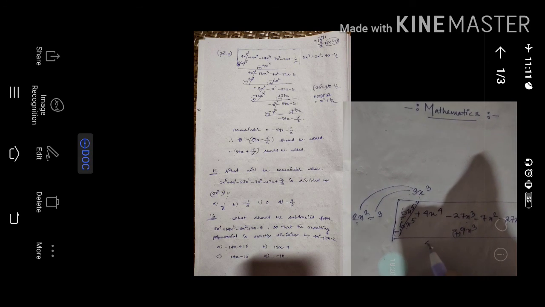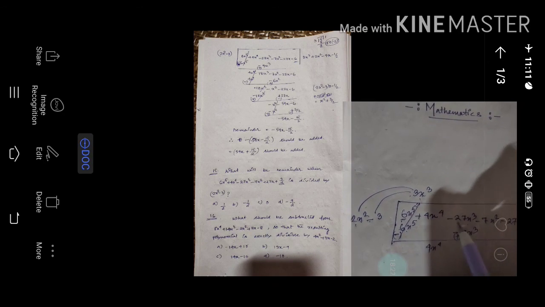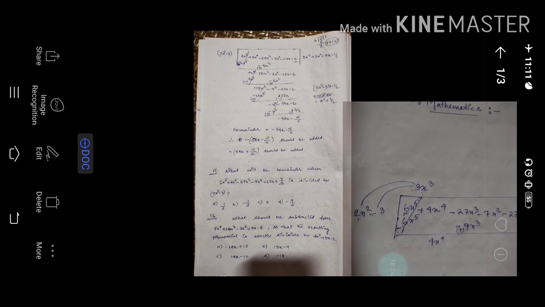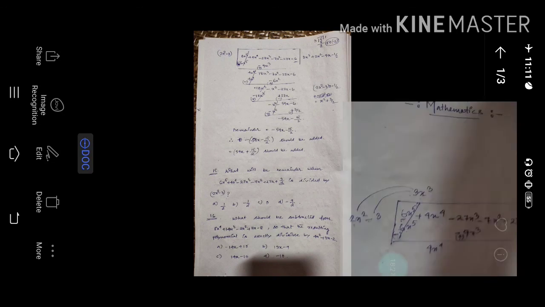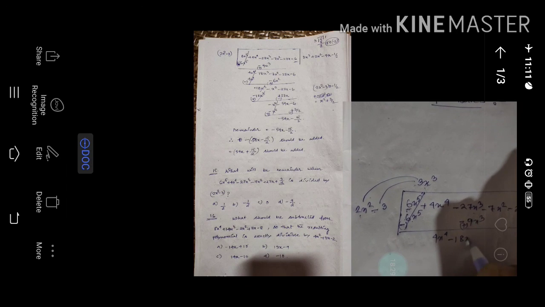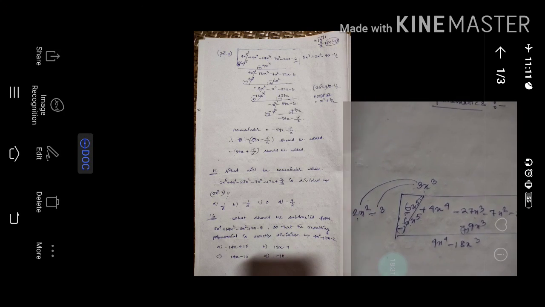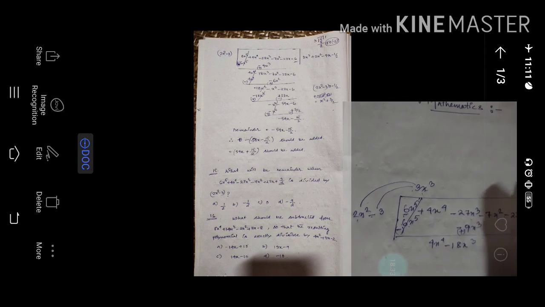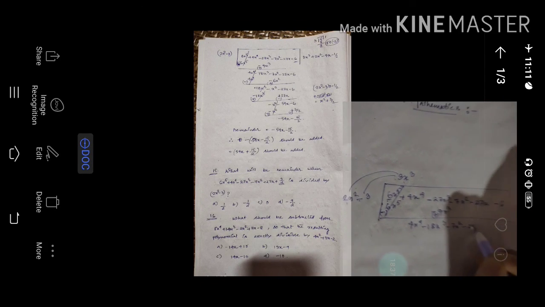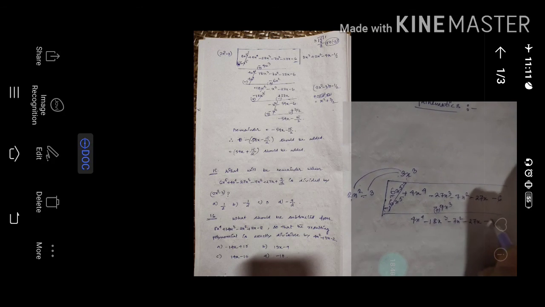This 4x power 4 will come here. Now minus 27x cube plus 9x cube, how much will it be? Minus 18x cube. After that all the terms you write here: minus 7x square minus 27x minus 6.